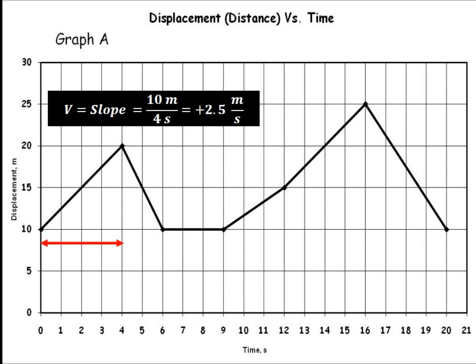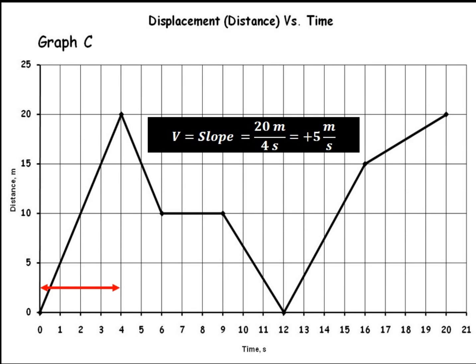Next, what is the velocity during the first 4 seconds? Well, you can see here that I've written it in. I've actually done the calculation. It's going to be the change in y over the change in x. So it's going to go from 10 to 20, and then from 0 to 4. So it'd be plus 2.5. The next one, same idea. In this case though, the distance traveled is 20 meters, and the time is 4 seconds. Therefore, it'll be plus 5 meters per second.